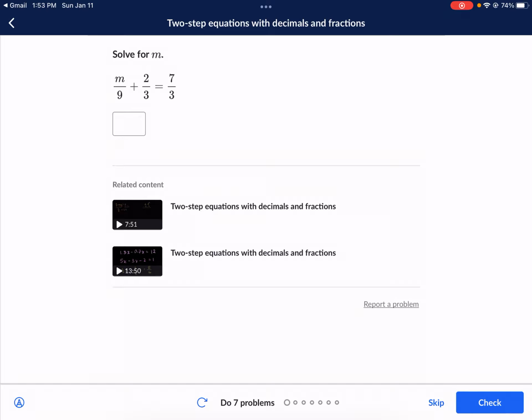This is going to seem intimidating. I'm not sure if your teacher allows calculators or not. I may use them just for simplicity's sake, but I'll try my best to show you that it's doable even without a calculator. Let's look at this: we have m over 9 plus 2/3 equals 7/3. It looks really ugly, but let's break it down.